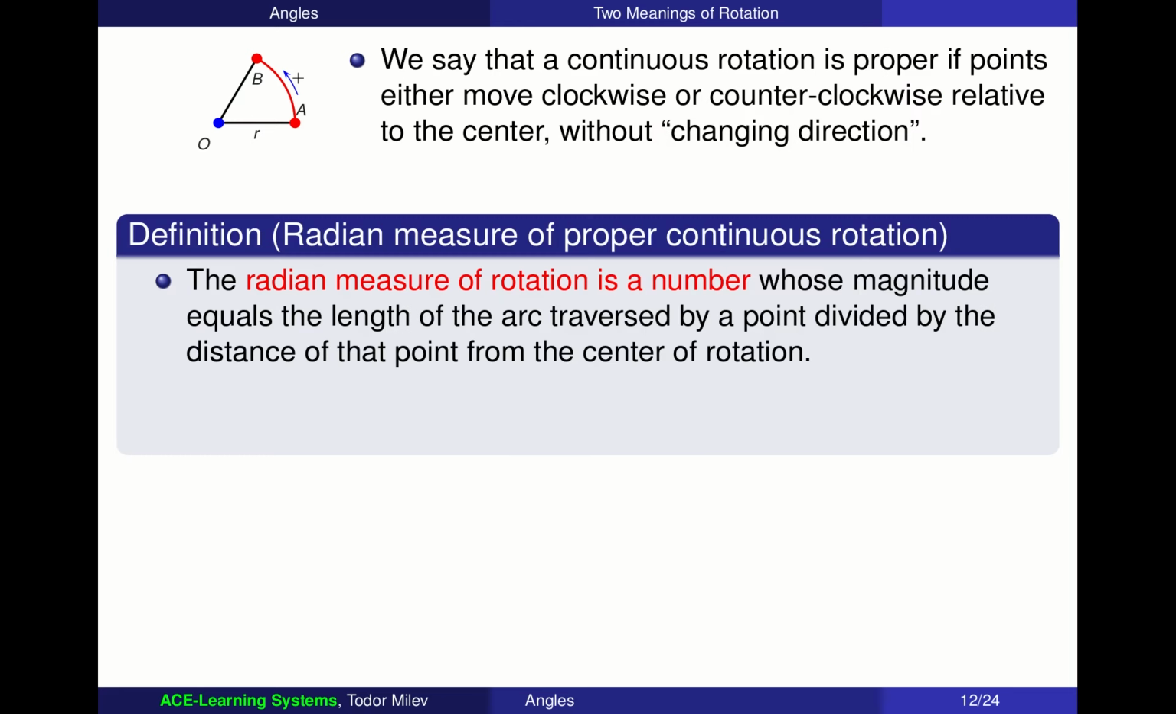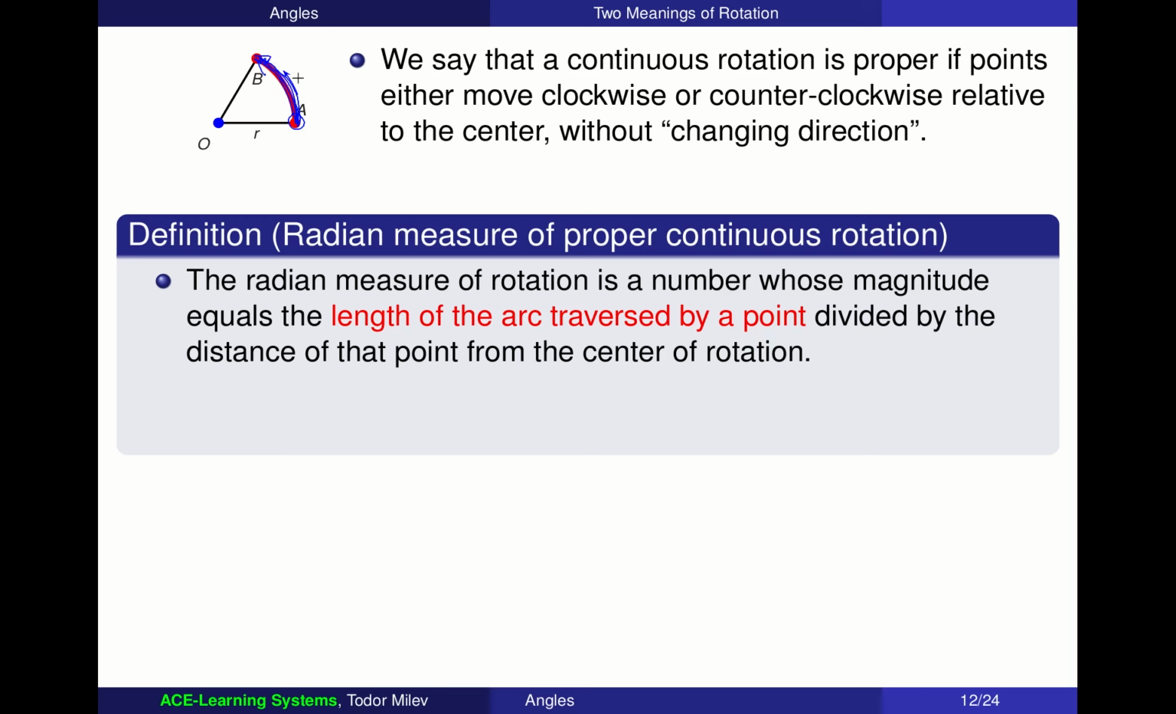The radian measure of rotation is a number with the following properties. It is a number that has sign. It could be either positive or negative. First, let's speak about the magnitude of the measure of rotation. The magnitude, so the absolute value, of a rotation is equal to the length of the arc traversed by a point under the rotation. So I'm taking an arbitrary point A, and I'm measuring the length of this arc, the arc that's traveled by A under the continuous rotation.